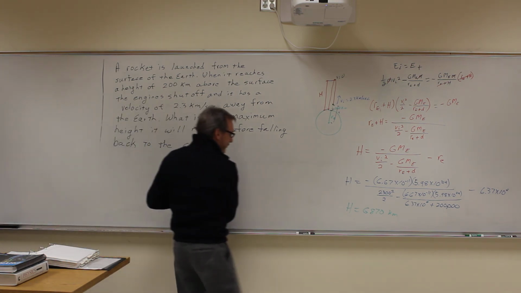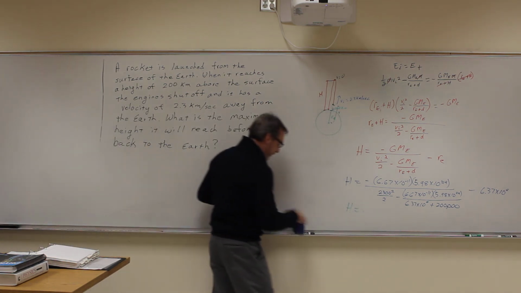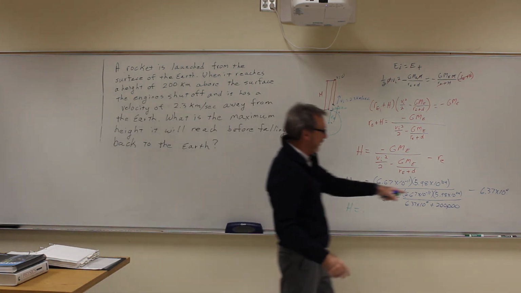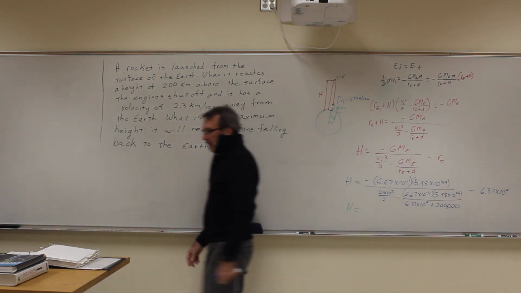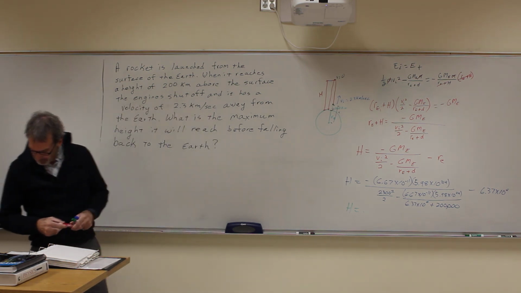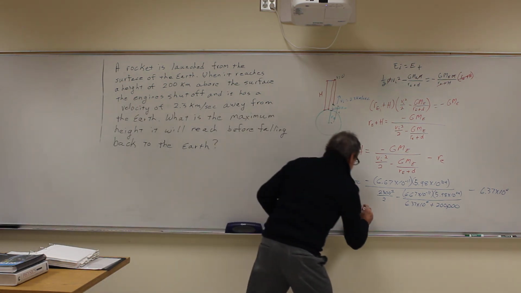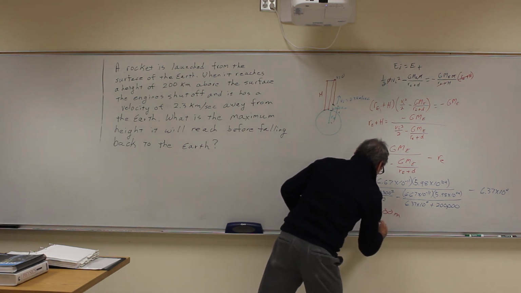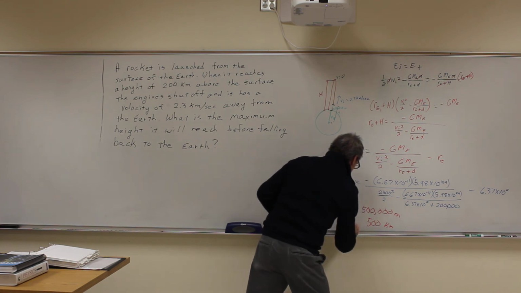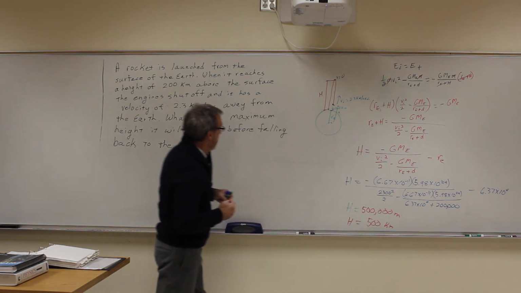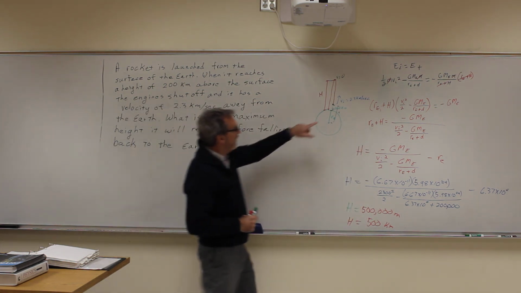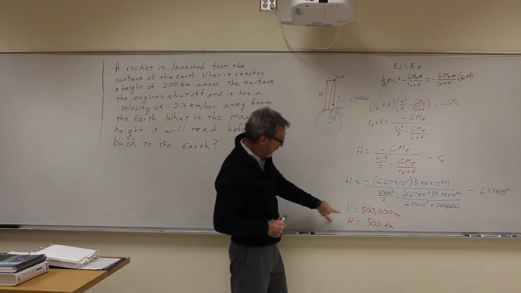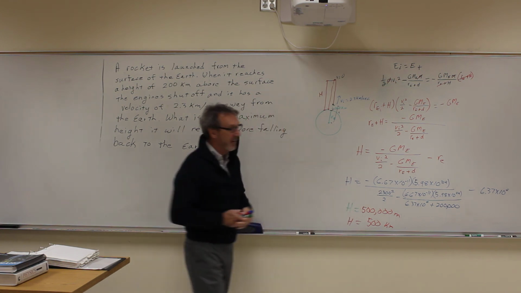Sorry, I looked at the wrong answer there. That is the total height, that would be what it is before you subtract off the radius of the Earth. Once you subtract off the radius of the Earth, you get 500,000 meters, or 500 kilometers. So essentially, it has enough energy to go from 200 kilometers up to 500 kilometers before it falls back down to the surface of the Earth.